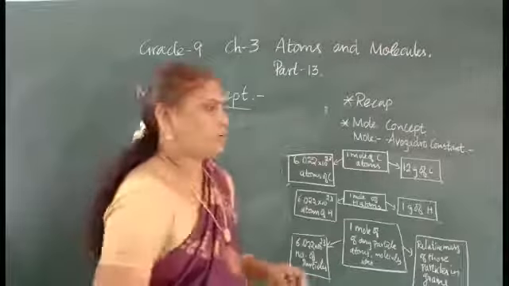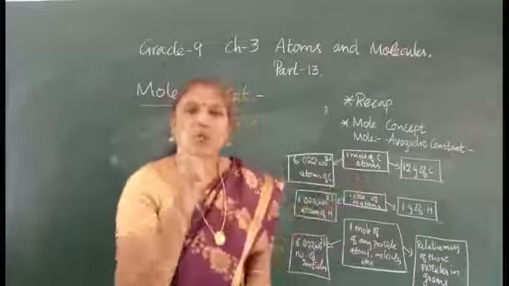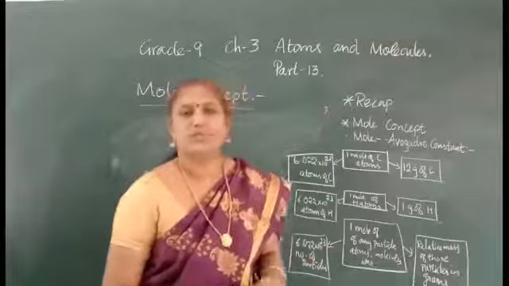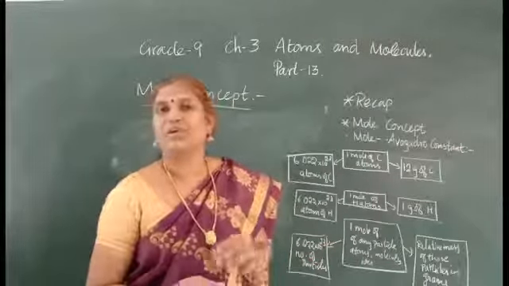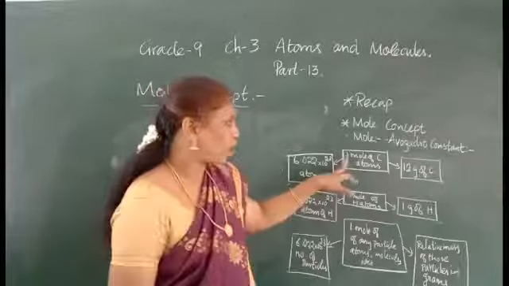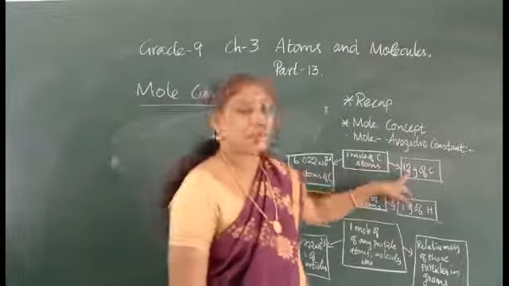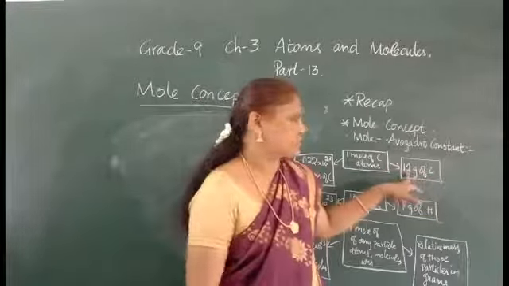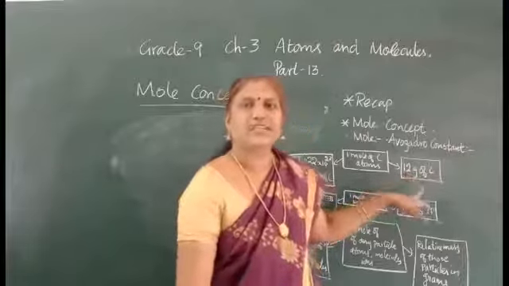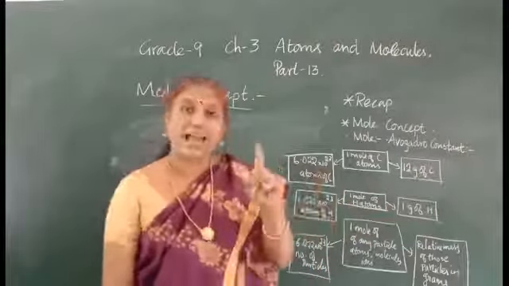Okay, now let us see what is given. If you take 1 mole of carbon atoms, what is the atomic mass? We know that it is 12 gram. So 1 mole of carbon atoms will always be 12 gram of carbon. That is the weight.